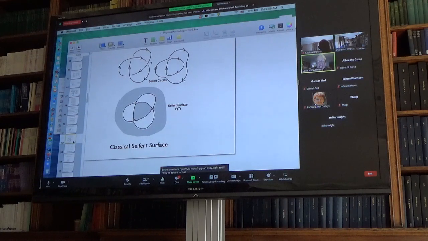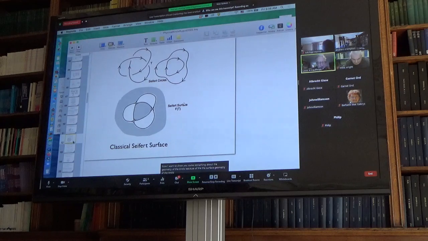Now, I want to show you something about the geometry of the knots, the surface geometry of the knots that's important here. Here's the trefoil knot. And suppose that you replace every crossing by a smoothing like this, oriented, like that. All right? Then you get a collection of circles in the plane.